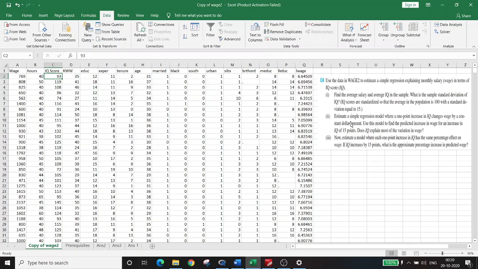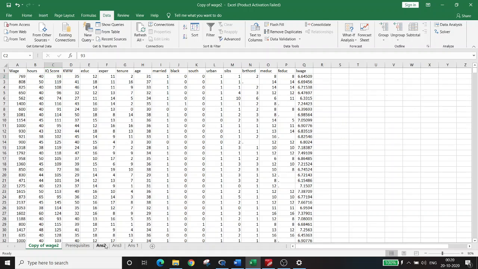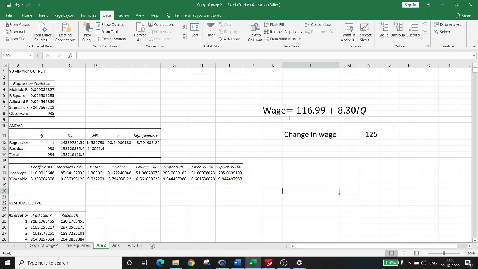All right. Now, the second question asks to estimate a simple regression model where a 1 point increase in IQ changes wage by a constant dollar amount. So again, guys, this is a simple regression model. The equation will be: wage is the dependent variable, and there will be a constant term, that is the intercept term. So wage is a function of beta naught, which I have got through the regression, I'll tell you in a few seconds how, beta naught plus beta 1 times IQ. Beta 1 is nothing but your slope estimator.